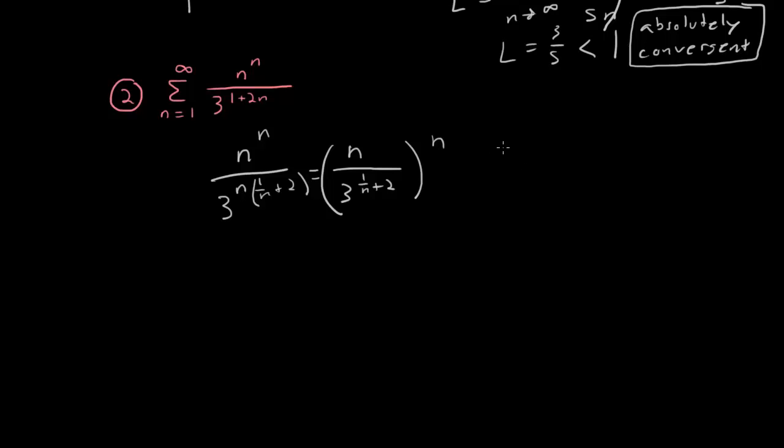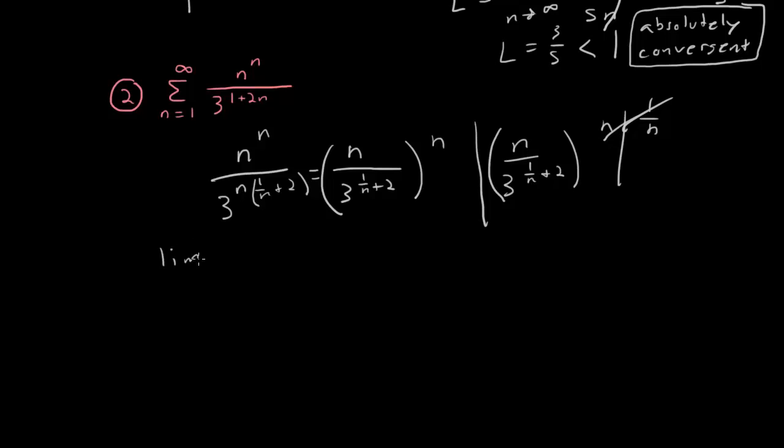And then I'm going to rewrite it so we have a little more room: (n/3^(1/n + 2)) all to the n, absolute value, and then put 1 over n, that cancels. So now we have the limit as n approaches infinity of n over 3^(1/n + 2). Now once you have that, you're going to plug infinity in for n. So it's going to become n over 3 to the 1 over infinity, and that 1 over infinity is just going to become a 0.